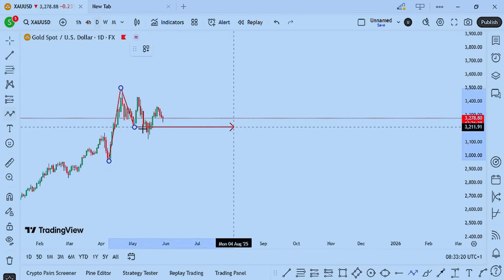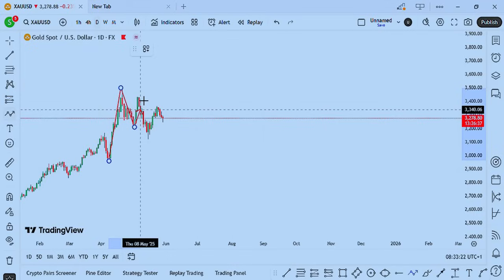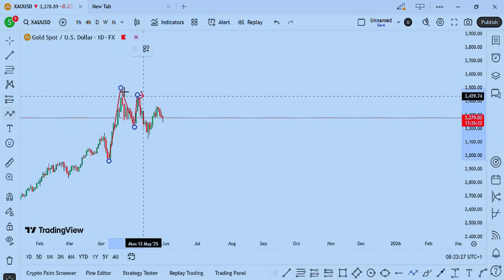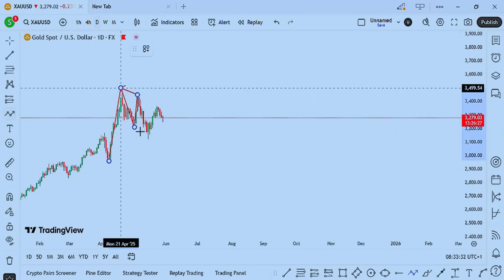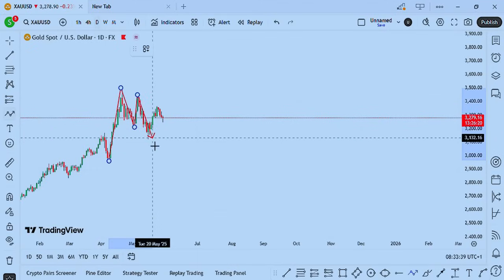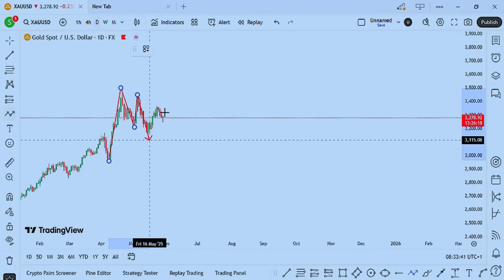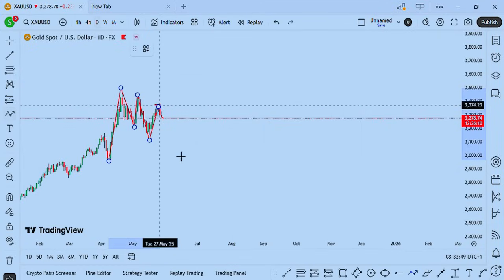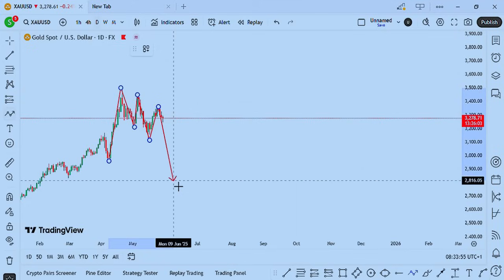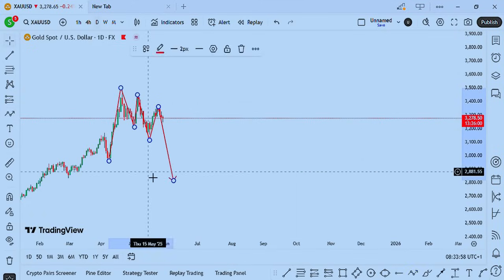Zoom out a little bit. Then it came back again and gave us a higher low, because this previous low could not break below the previous low. Then it came back again and took out this previous low to give another lower low. Then it came again and gave another higher high. So what we might see now is another lower low of gold.